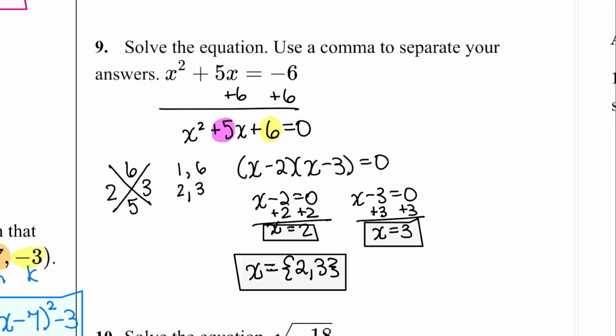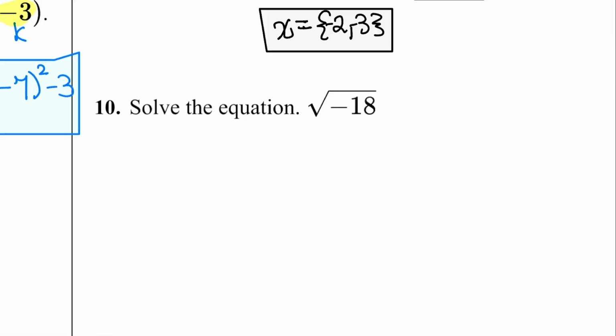Well, I just realized, okay, this needs to be a positive here, so these signs are all going to be flipped. Sorry. There we go.